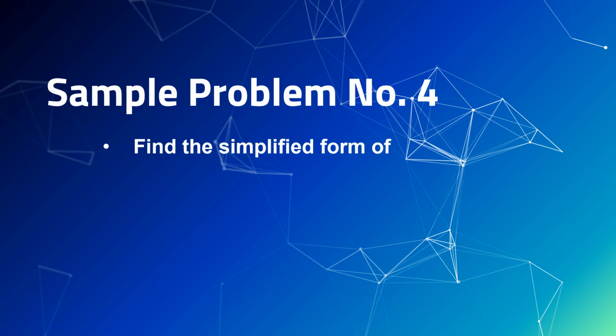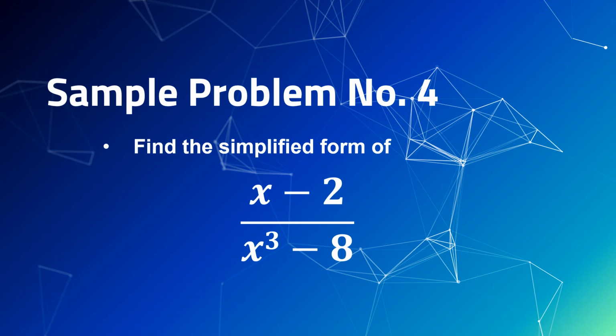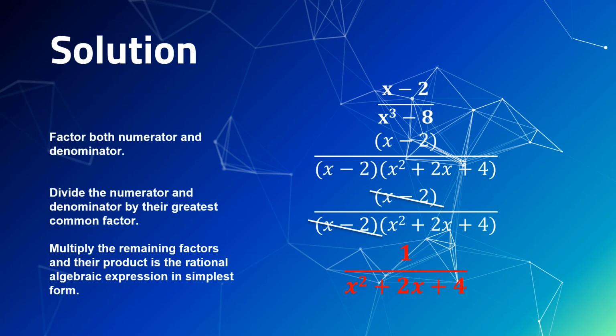Our fourth example, we are going to find the simplified form of (x minus 2) all over (x cubed minus 8). Okay, so we have the given x minus 2 all over x cubed minus 8. The factored form of the numerator is still 1 times x minus 2. The factored form of the denominator is (x minus 2) times the quantity (x squared plus 2x plus 4).